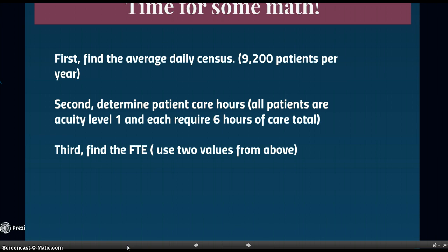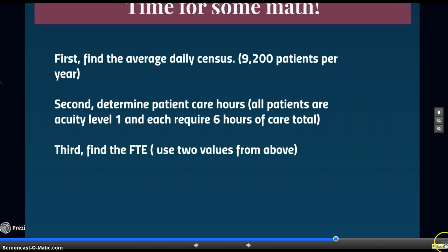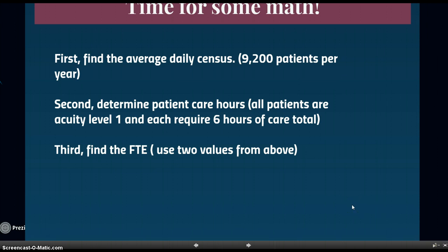So I'm going to refer back to that chart that's in our book. And I'm just going to make it easy and say that all the patients are in acuity level 1. So that requires 6 hours of care total per patient. So we would take the 25, which is how many patients we got for the average daily census, and you multiply that by 6, which is 150 patient care hours per day. So now we have 25 patients per day with 150 patient care hours per day.